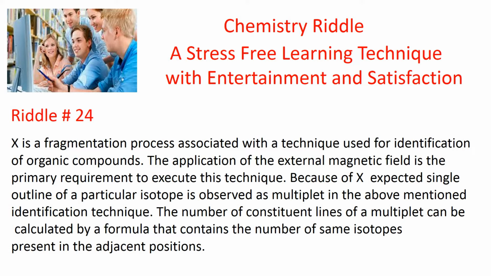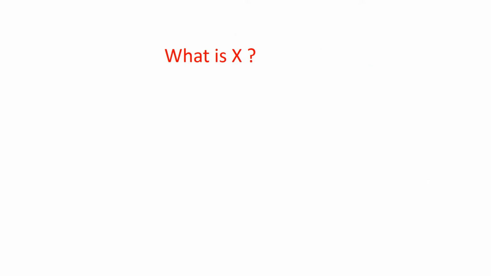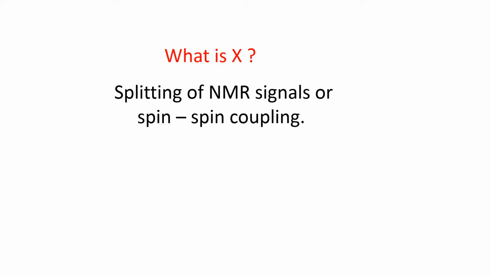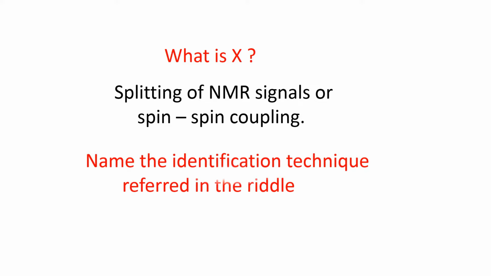So, this is riddle number 24. Now, let's see the question. The primary question is, what is X? The answer is splitting of NMR signals or spin-spin coupling. The second part of the primary question is, name the identification technique referred to in the riddle. The answer is proton NMR.